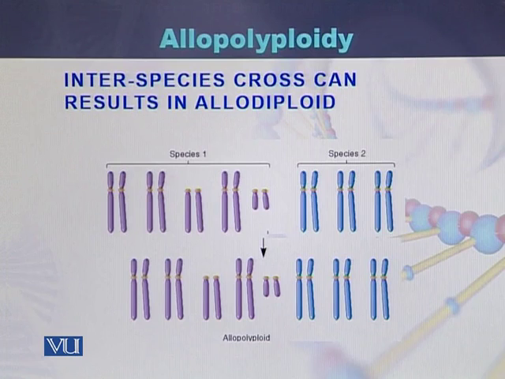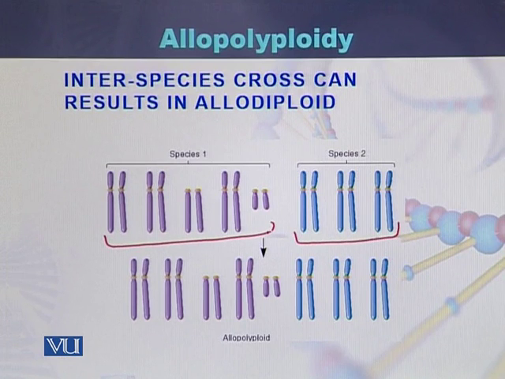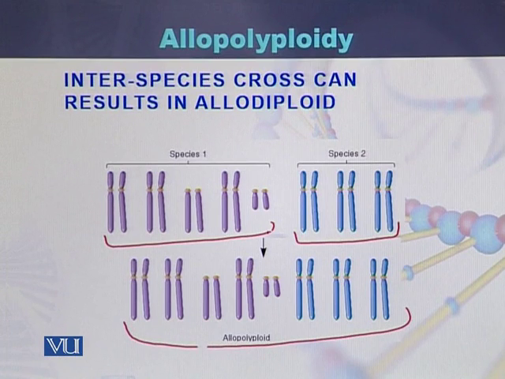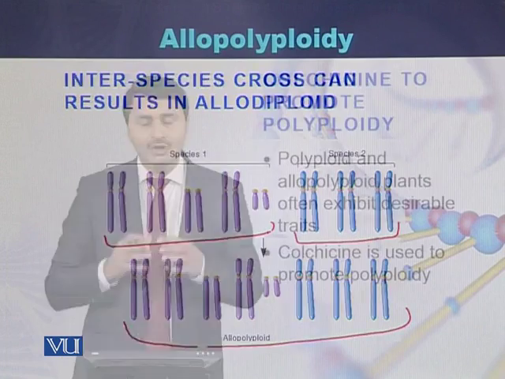Interspecies crosses can result in allodiploids. Species 1 is diploid and species 2 is also diploid. We can see here two chromosomes per set. This species is diploid and this species is also diploid. When there is a cross between these two species, all the chromosomes come into a single organism, and such an organism is called an allodiploid.